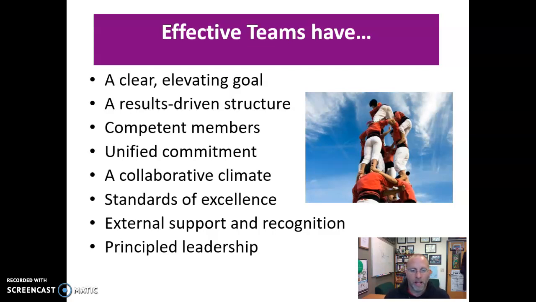My hope is in this class that given the real life project you're working on with an organization that truly needs your help, where they're influencing other populations that are in need, that I'm hoping you have a sense of a clear elevating goal. Hopefully that wasn't a hard thing to establish within your team. A results-driven structure. So you need to have a results-driven mindset.